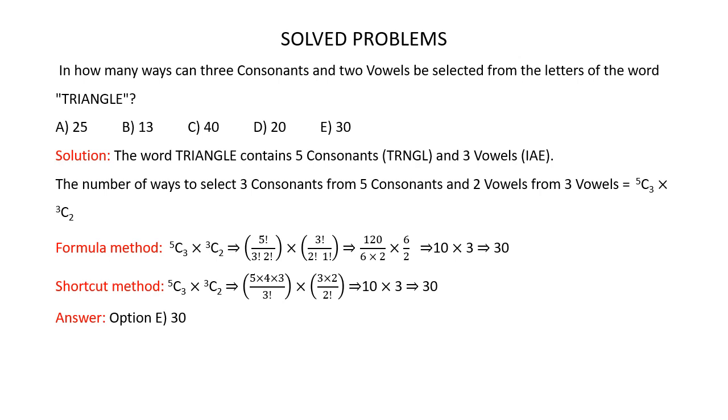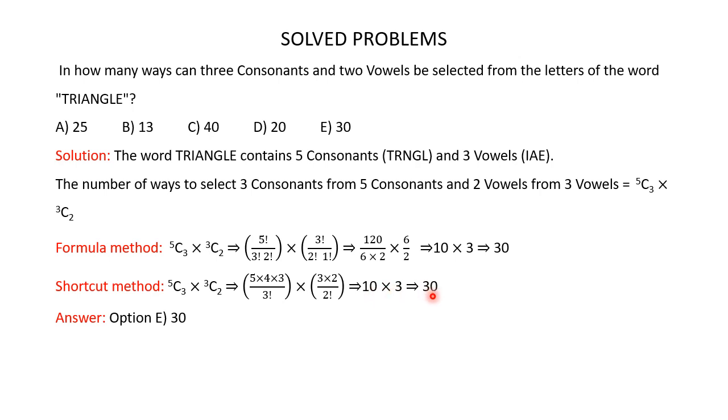Now let's look at the shortcut method. 5C3 multiplied by 3C2. Now 5C3 is nothing but 5 multiplied by 4 multiplied by 3 divided by 3 factorial, multiplied by 3C2, which can be written as 3 multiplied by 2 divided by 2 factorial. Now we know that 3 factorial is 6. So on solving this we'll get 10, and here 2 factorial is 2, and on solving this we get 3. So 10 multiplied by 3 is 30.